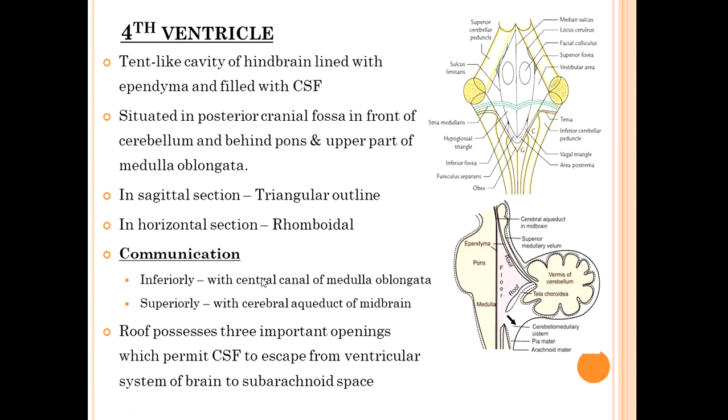Okay, so communication inferiorly here. Inferiorly it is communicating with central canal of medulla oblongata, and then it is continuing as the central canal of spinal cord, and superiorly it is continuous via the cerebral aqueduct with the third ventricle. Okay. Now here is the roof. It possesses 3 important openings which permit the CSF to escape from the ventricular system of brain to subarachnoid space. So I will explain about those 3 openings also.